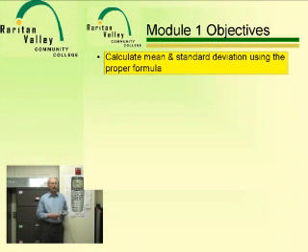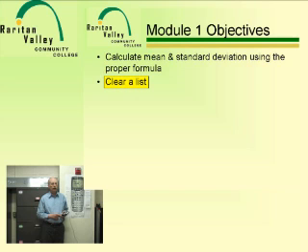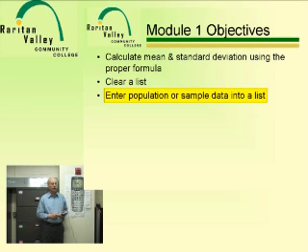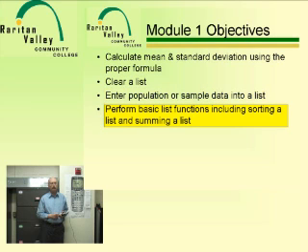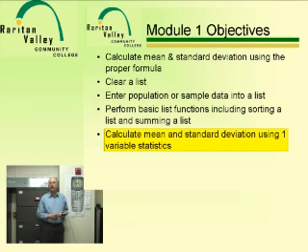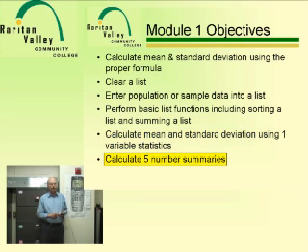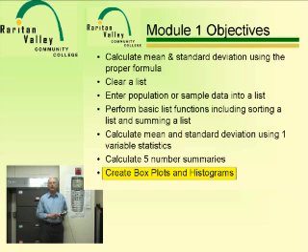We looked at our calculator, and we found out how to calculate the mean and standard deviation using the proper formulas, and we were able to do that using list functions. We learned how to clear a list. We learned how to put sample data into a list. We learned how to perform basic list functions like sorting and summing the list. We learned how to calculate the mean, the standard deviations, and the 5-number summary using one-variable statistics. We calculated 5-number summaries, and we created box plots and histograms. That concludes this session of Module 1.